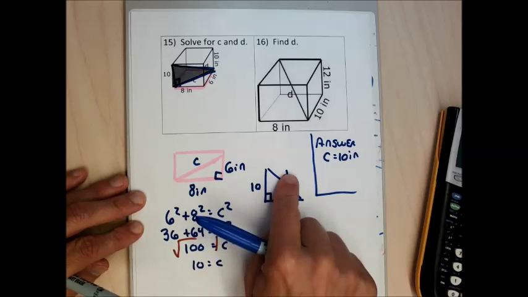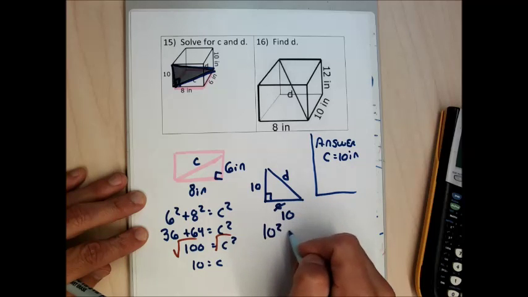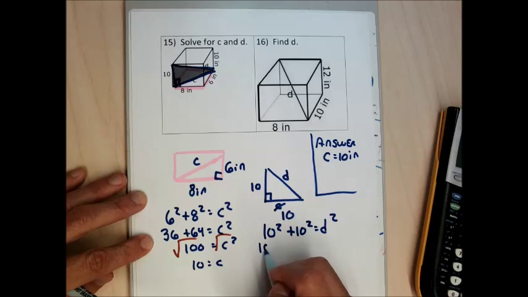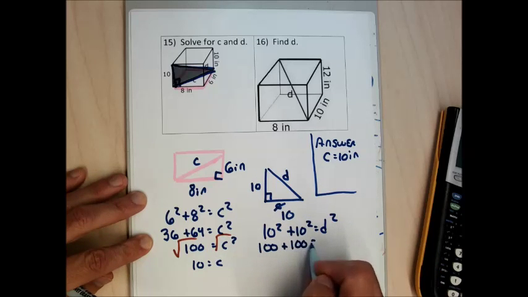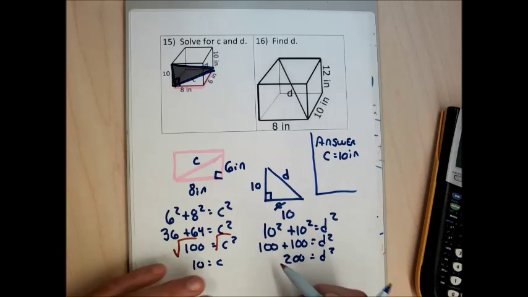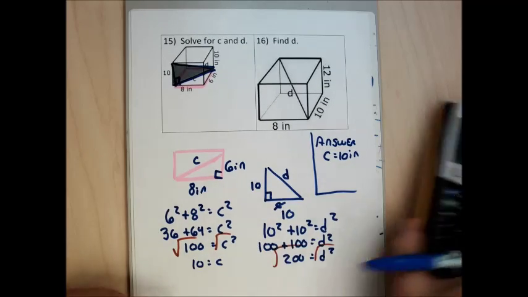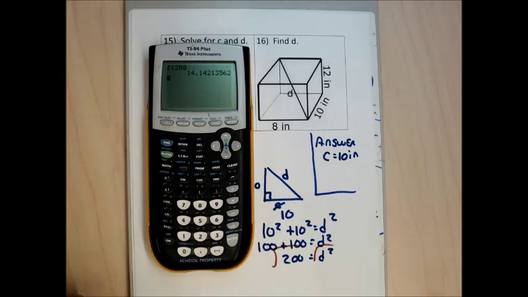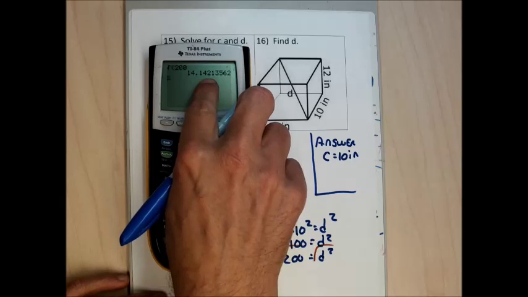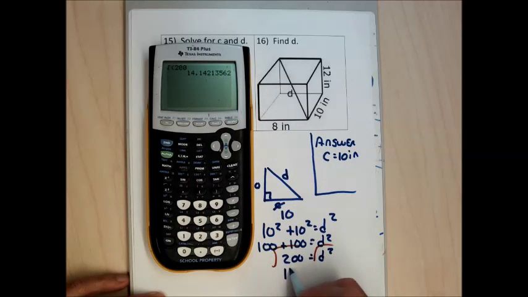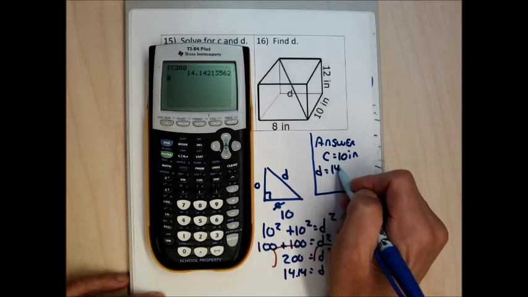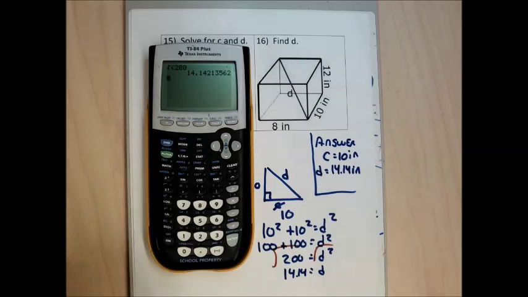I'm going to call that A, that B, and that C. I'm going to say 10 squared plus 10 squared equals D squared. That's going to give me 100 plus 100 equals D squared. That's going to be 200 equals D squared. And then I'm going to square root, and when I square root, I'm going to round it to decimals. So the square root of 200, and I see 14.142. I'm going to leave it at 14.14 because that 2 doesn't force me to round up. When I go to write my answer, I'm going to say D equals 14.14 inches.